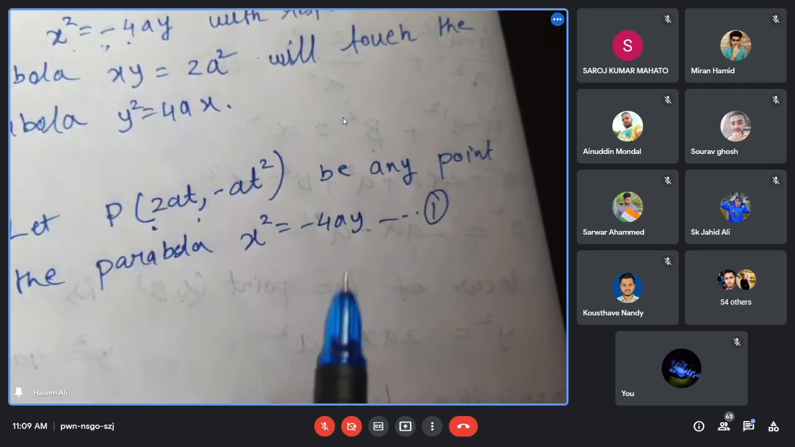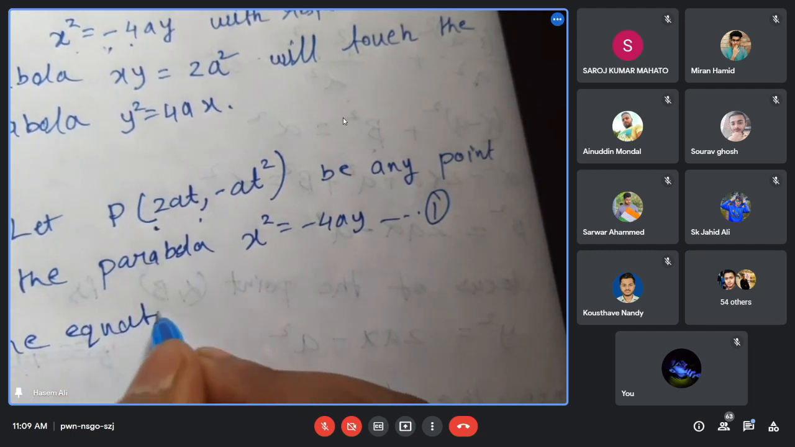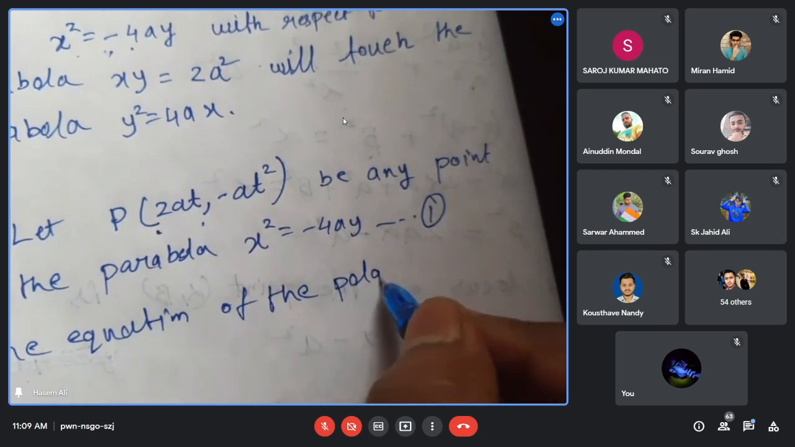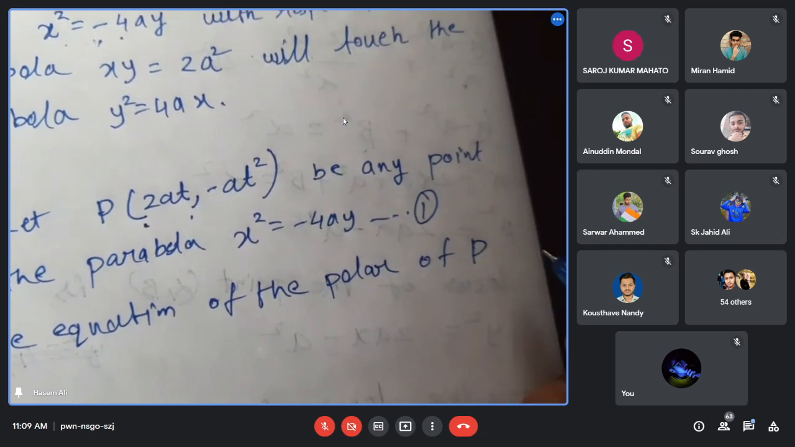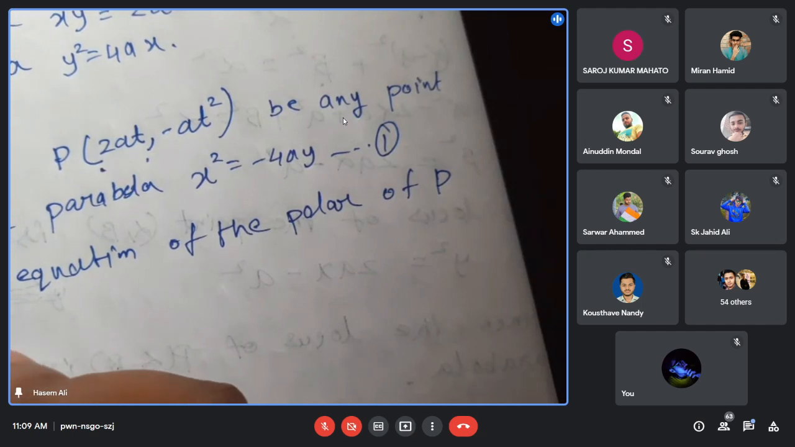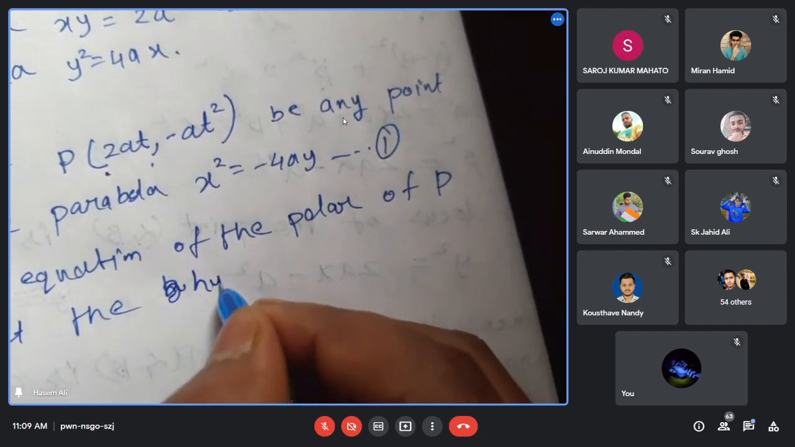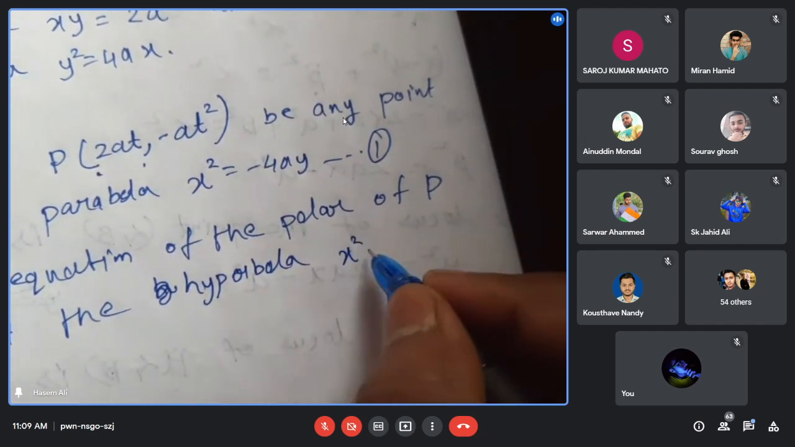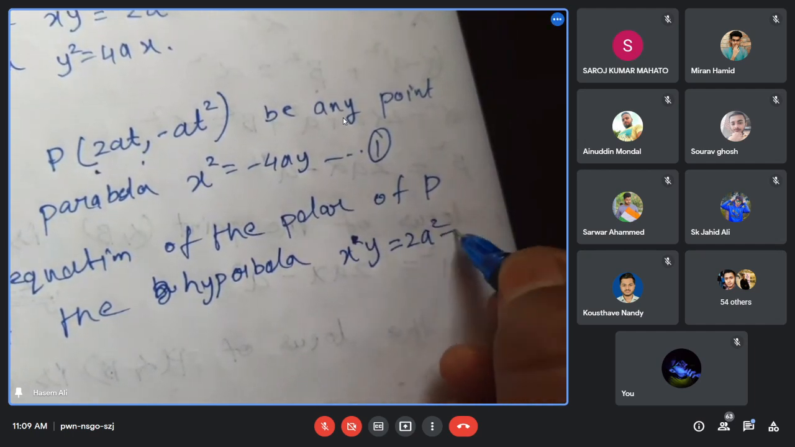So what is the polar? Therefore, the equation of the polar of the point P with respect to the hyperbola is x square, xy equals 2a square. This is our equation 2.